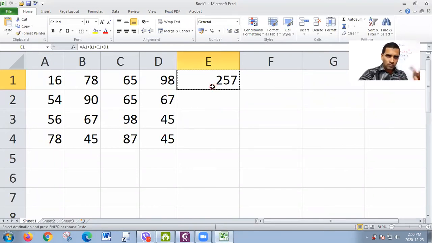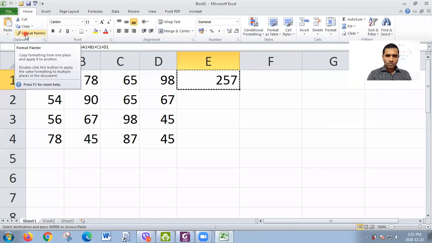Not the figure 257 was copied. You didn't copy the figure 257. You copied the formula. Look at the formula bar. This is the one that you copied. Okay, right. So now we finished 2 steps. What are the steps which we completed? First one, we selected E1. That is the first step. Second step, we clicked on copy. So how many steps are needed? We need 4 steps. So we have 2 remaining steps.